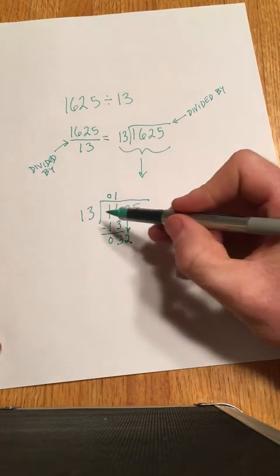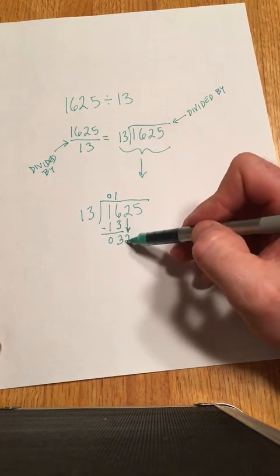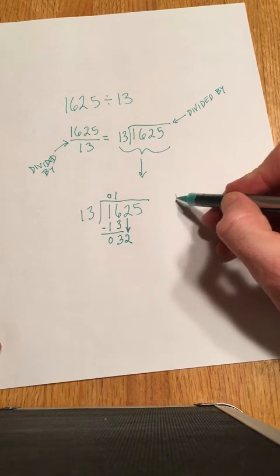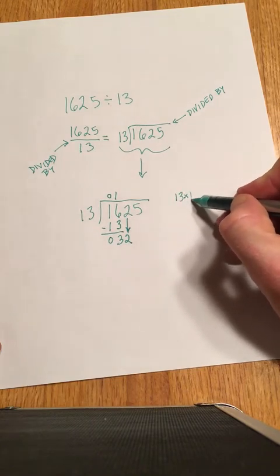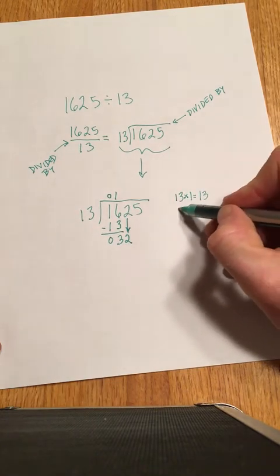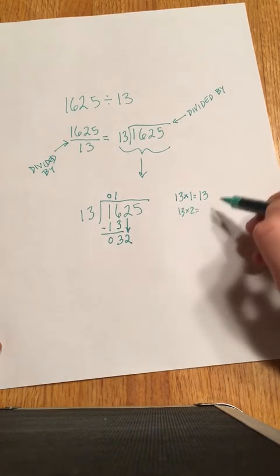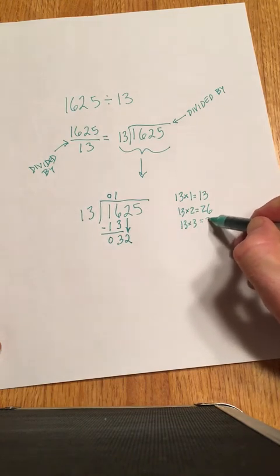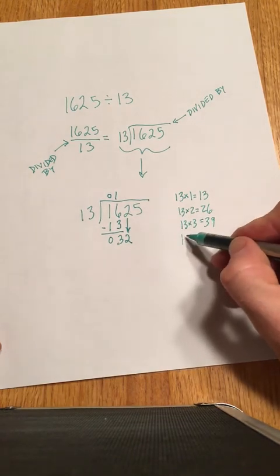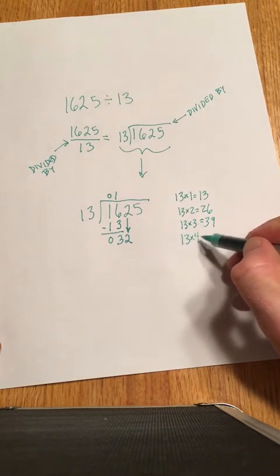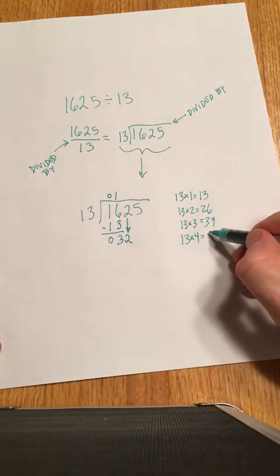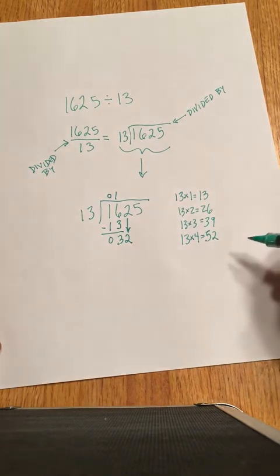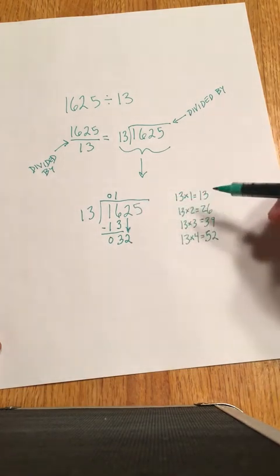And I ask myself the question, how many times does 13 go into 32? So if I look at 13, 13 times 1 equals 13. 13 times 2 is 26. 13 times 3 is 39. And sometimes writing these down or practicing these is a really great way to get more familiar with long division.